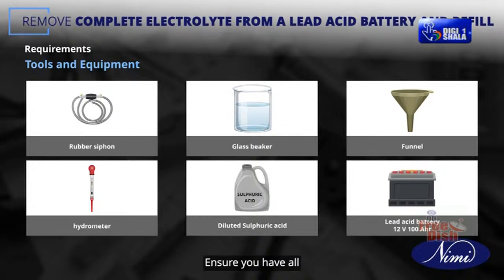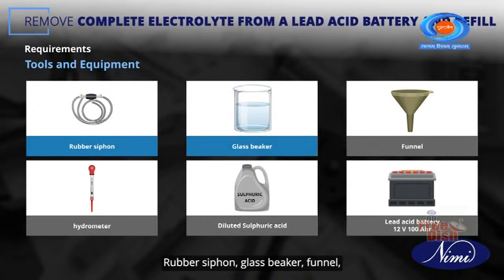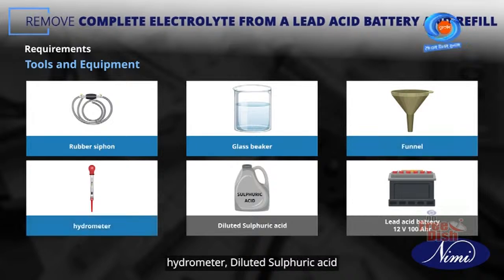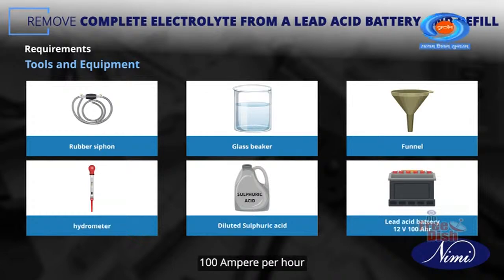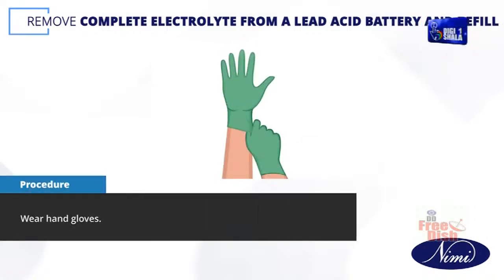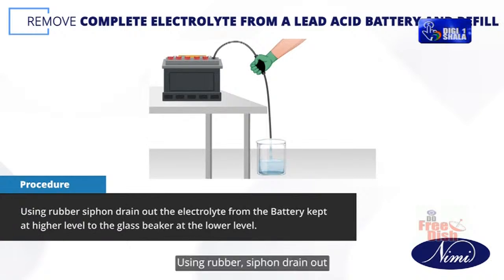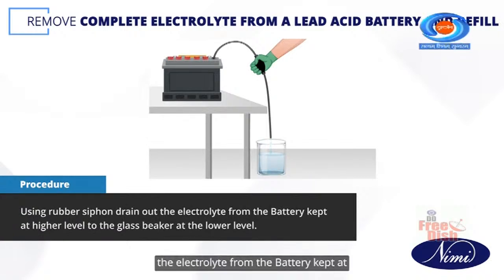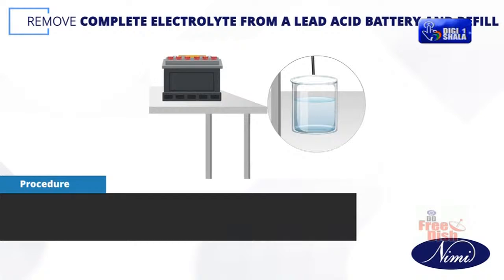Ensure you have all the following tools and equipment: rubber siphon, glass beaker, funnel, hydrometer, diluted sulfuric acid, and lead acid battery 12 volts 100 ampere per hour. Wear hand gloves. Using rubber siphon, drain out electrolyte from the battery kept at higher level to the glass beaker, and the glass beaker at the lower level.